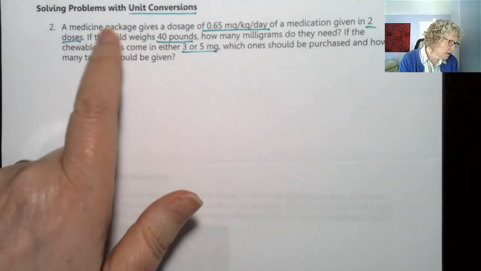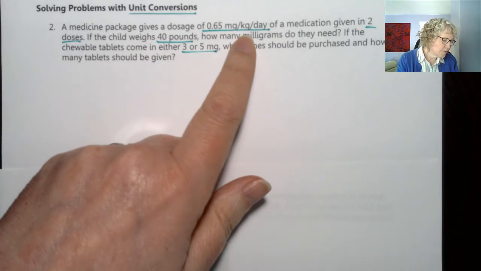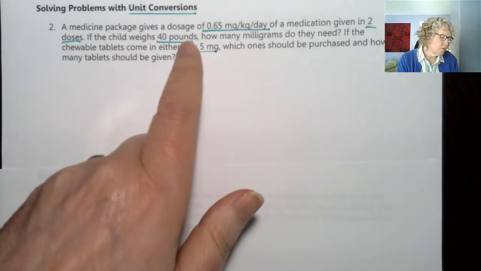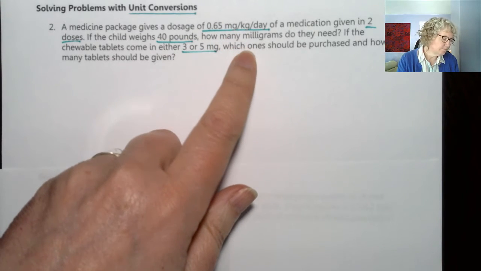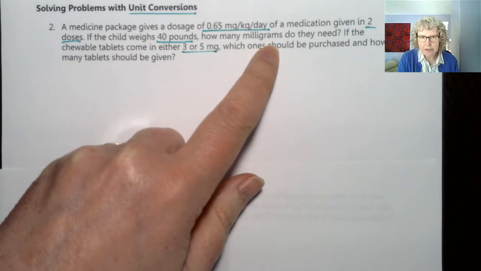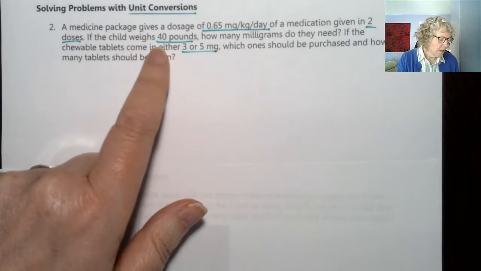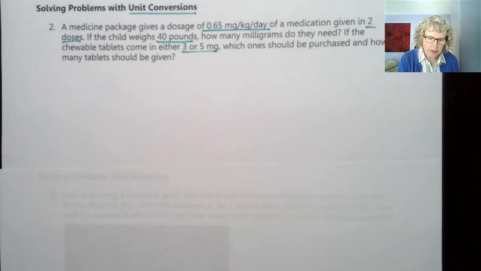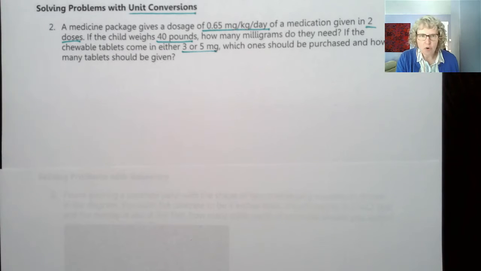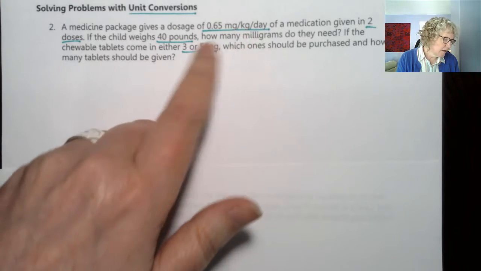We've got pounds. Child weighs 40 pounds, but the medicine is in milligrams per kilogram per day. So this is where the unit conversion comes in, right? We need to know how many milligrams of the medicine. Medicines are often in metric, but our weight is in pounds. So we need to find a conversion factor, right? So I'm going to start by just looking up any conversion factors we need. If we need more, we can look them up later. But we need pounds to kilograms, right?